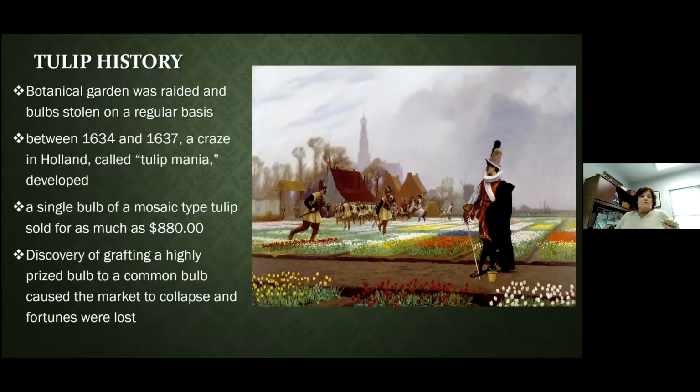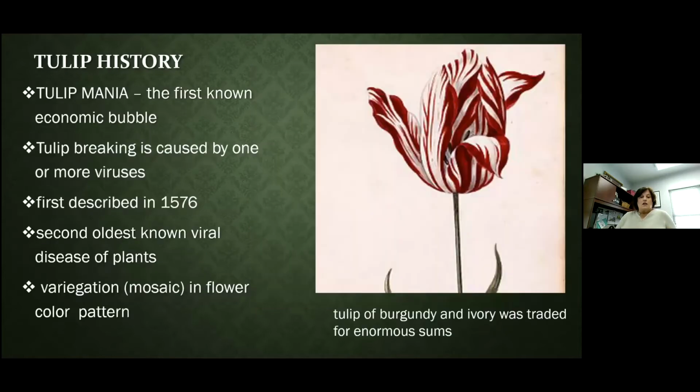And they had a mosaic type tulip that they were selling, a single bulb, for something like $880. So it was really part of the commerce. And the market even collapsed, and fortunes were lost in this when they learned how to graft, I think they said, one stem onto the other.